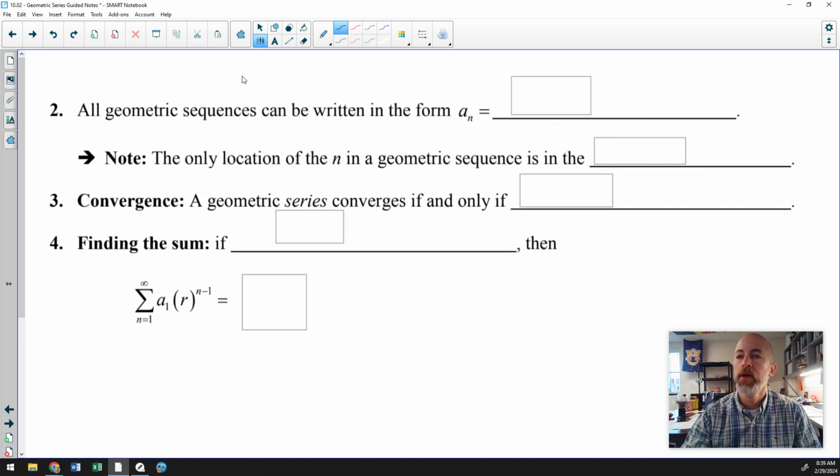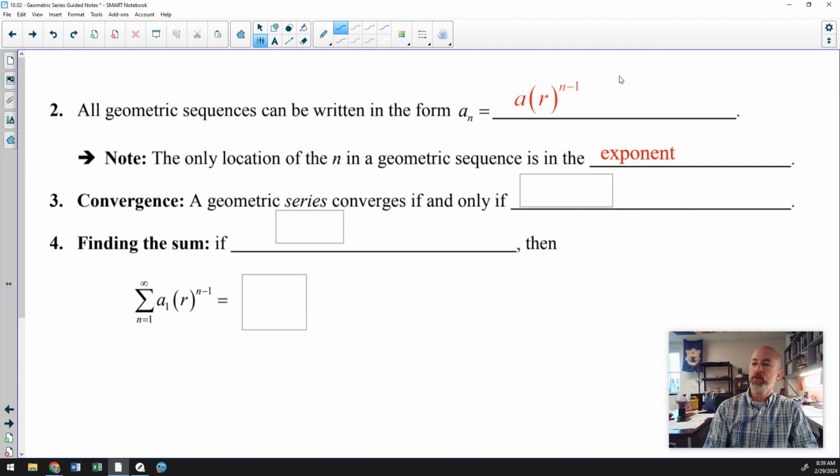That wouldn't work. A geometric series can always be written in this form, and this is the form I prefer, because if it's written like that, the ratio is very easy to identify. It is the constant that is being raised to the n power. In geometric series, the only location for your n will be in an exponent. It'll be a constant to the n power. Now, that doesn't mean every series that only has n in an exponent is geometric, but every geometric series can be written in that form where the only location of n is in an exponent.